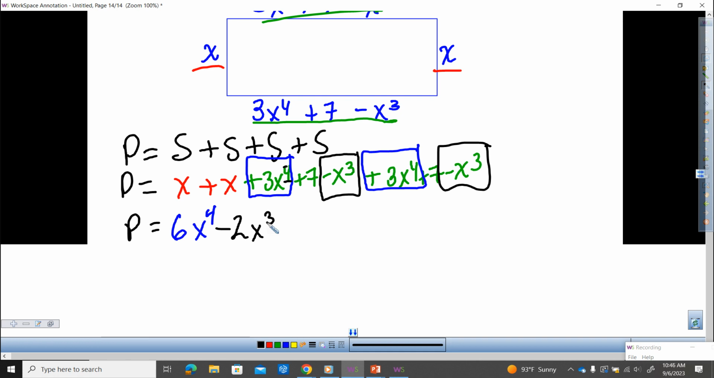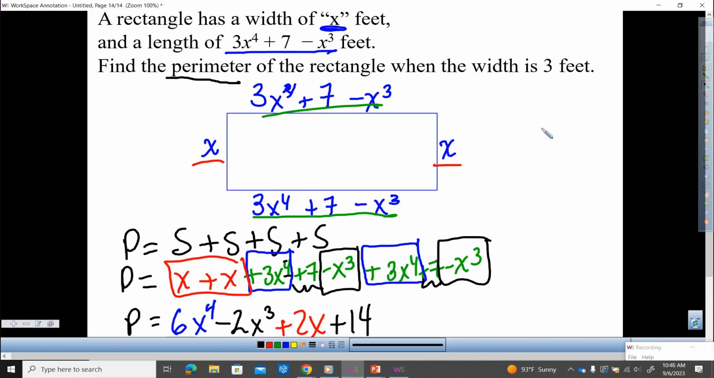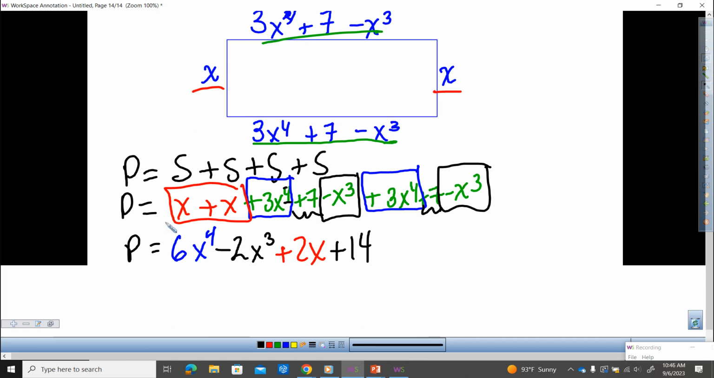So far so good, yes? Next, combine the x's. Are there any others? No, so that is 2x. And last but not least, what is my constant? What is 7 plus 7? 14. Hold on before you leave. Lastly, what are they wanting us to do? The x is what? 3, so you would substitute in here 3 for all these, compute that, and that's how you find your perimeter.